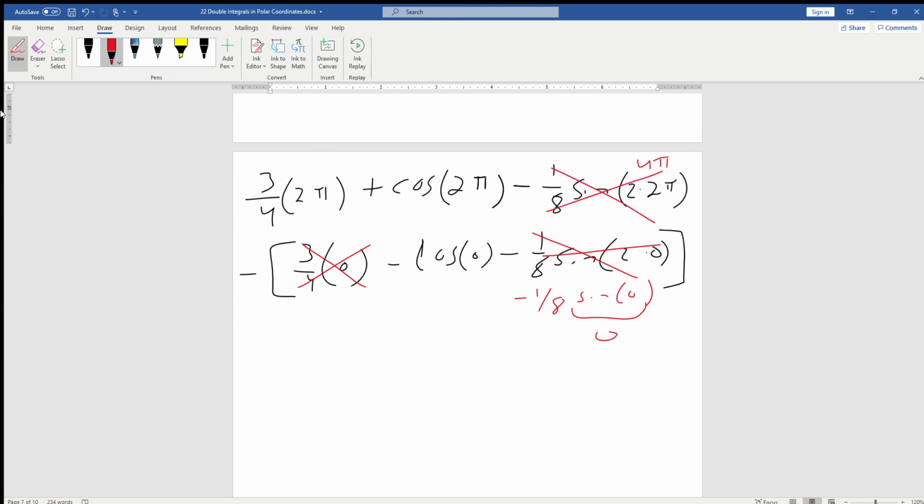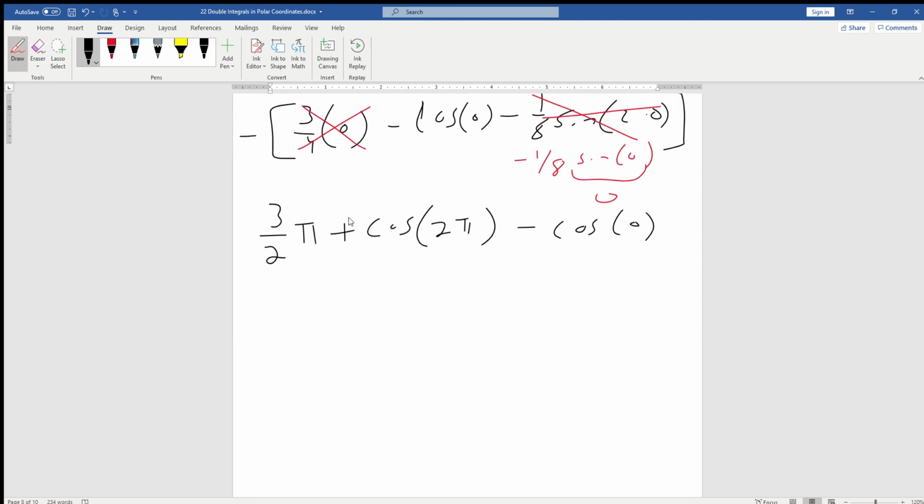So the good news is now we're left with only a few items. We're going to have 3/4 times 2, 3/2 pi. We have cos of 2 pi, and then we have minus cos of 0. We know that cosine of 2 pi is coterminal with cos of 0, or we could just use our calculators. So we get 3/2 pi plus 1 minus 1. Cos of 0 is 1. So this ultimately just turns into 3/2 pi.